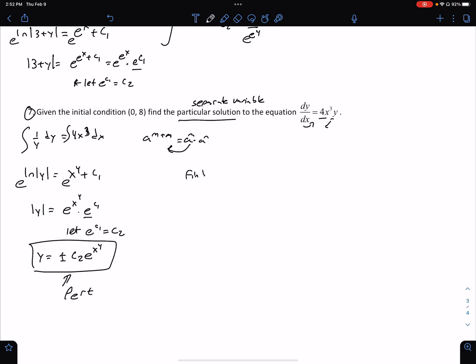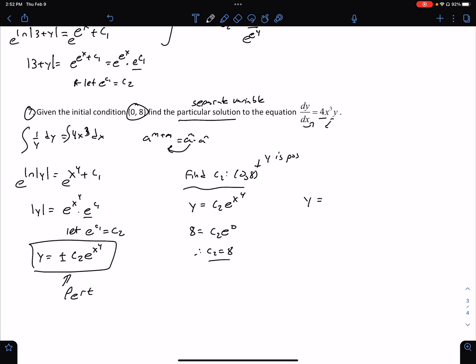So we're now going to find C2 by using the initial condition (0, 8). So be careful, y is positive. What that's telling me is to pick the positive C2 e to the x to the fourth. Plug in 8, I get 8 equals C2. e to the 0 is just 1, so therefore C2 is 8. And my equation becomes 8e to the x to the fourth, and there's our final answer here.